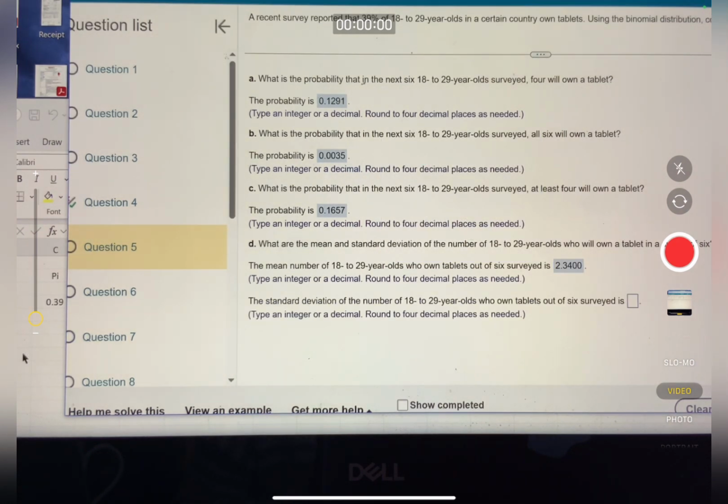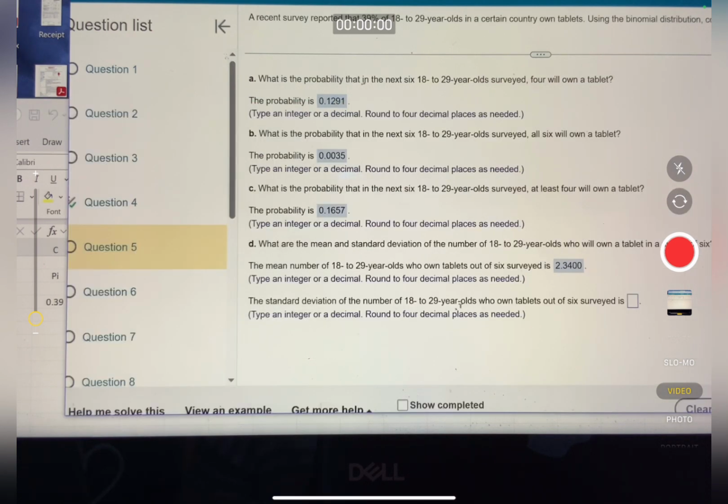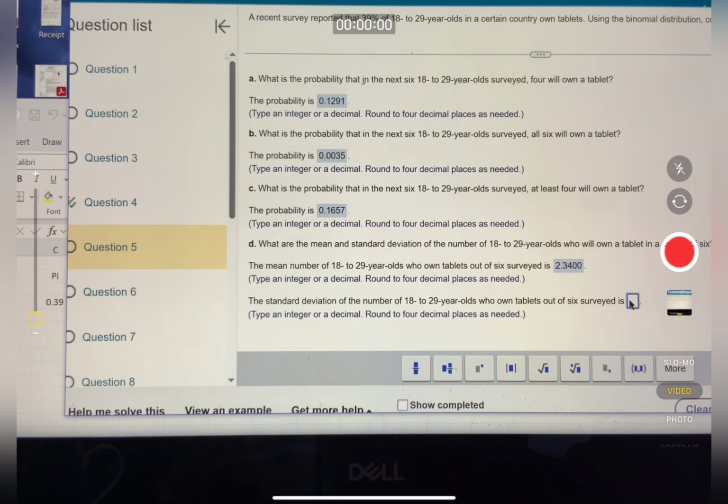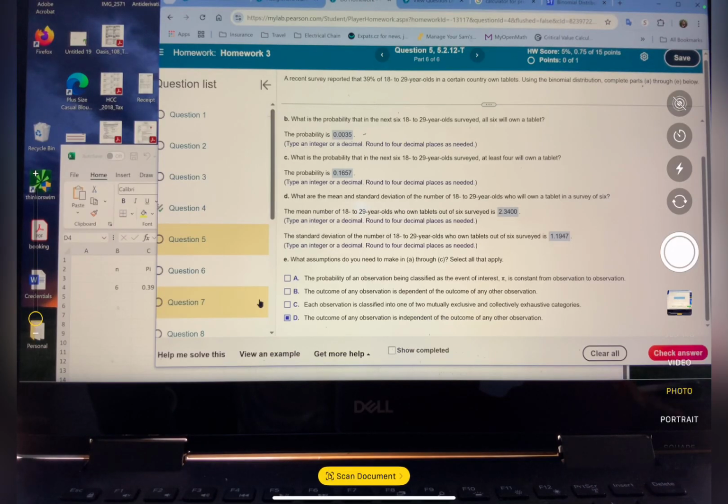And the standard deviation is 1.1947. Okay, moving to next question.